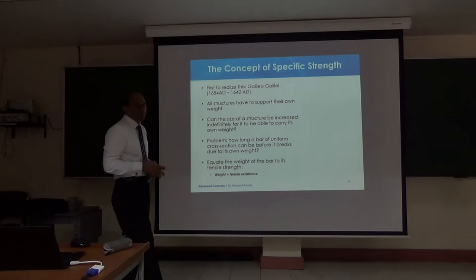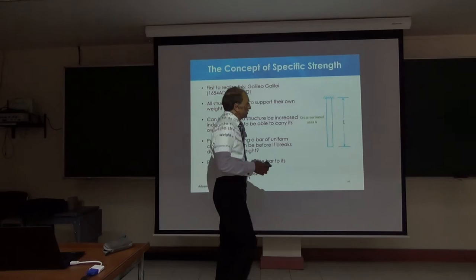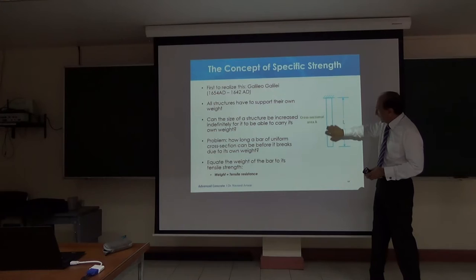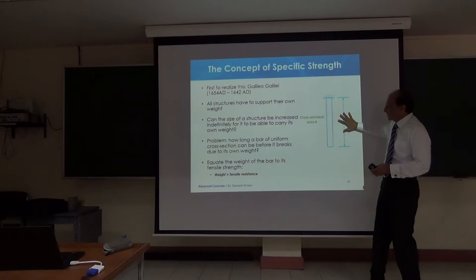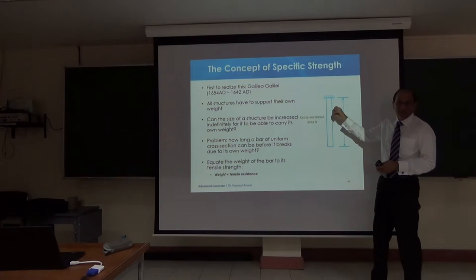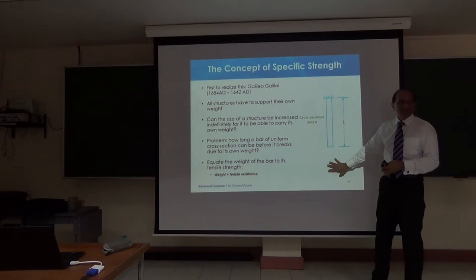There are some slides here you can see. For example, this is the bar, that is the cross-section area, this is the length. So if you keep increasing the length, the weight of the bar at this point will be the force, divided by the area of cross-section, which gives the stress. And if that stress becomes larger than the material strength, the bar would break. So the length will determine it; the cross-section size doesn't matter because it's the same. Length is important. How long you can go before it breaks by its own weight will determine the specific length or specific strength.